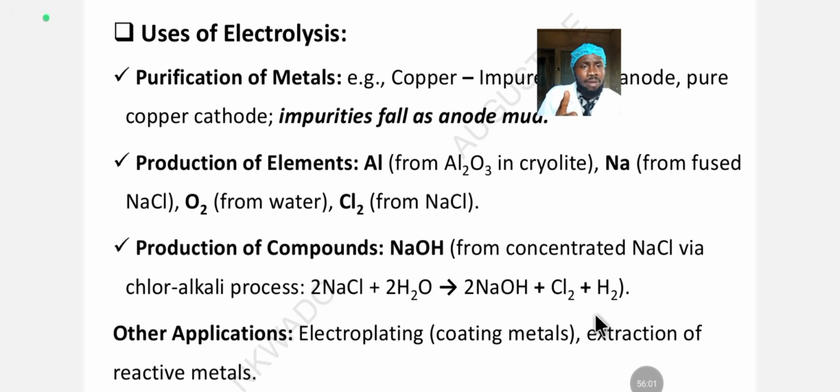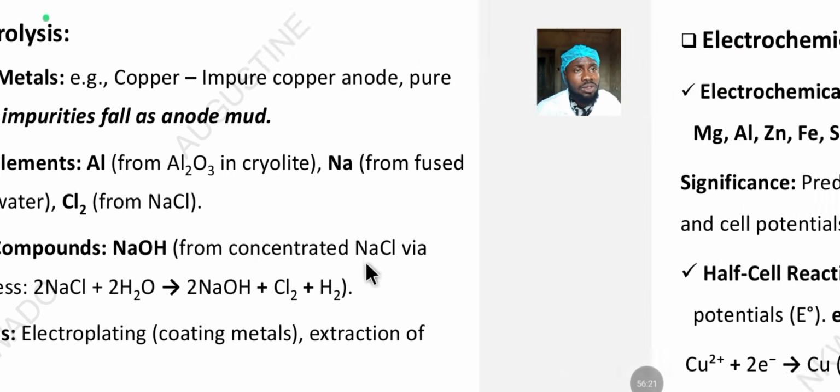It is also used in the extraction of reactive metals. Like I said, metals higher up the activity series, which are very reactive, you use electrolysis. While the ones lower down the activity series, which are not reactive, you use roasting of their ore.